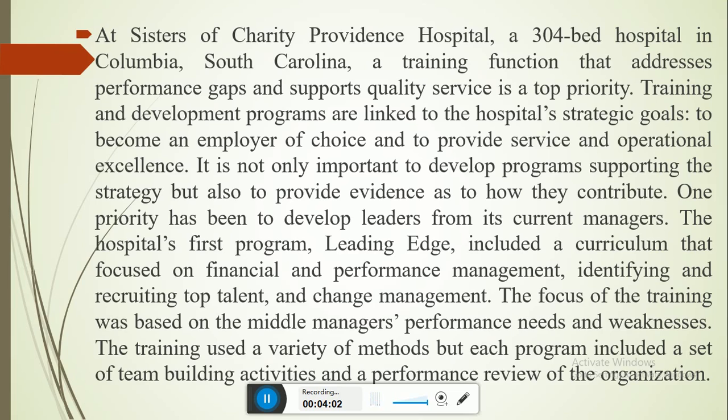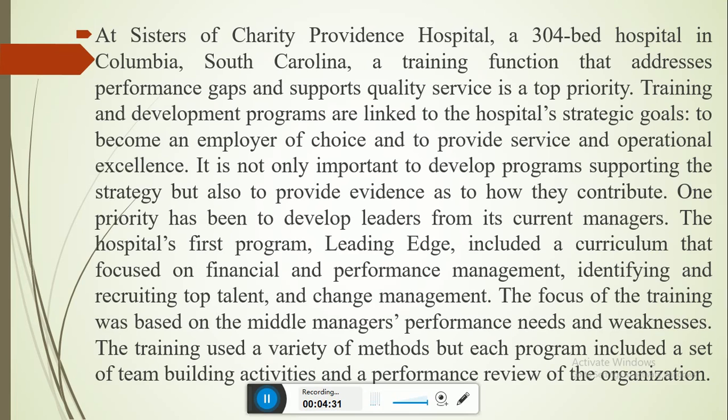Training and development programs are linked to the hospital's strategic goals. We have studied strategic training. So their programs are linked directly to the strategic goals of the hospital, to become an employer of choice and to provide service in operational excellence. It's not only important to develop programs supporting the strategy, but also to provide evidence as to how they contribute.